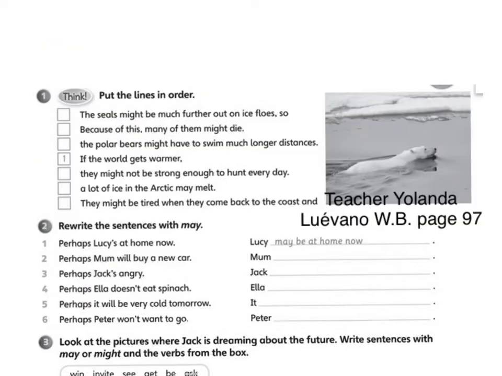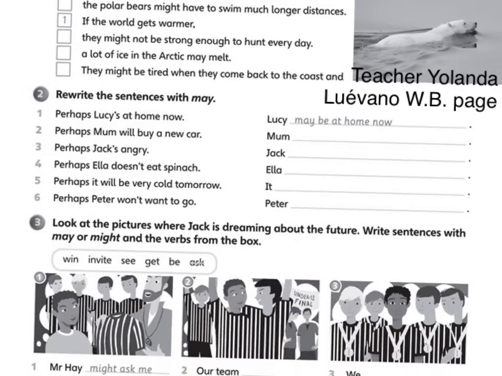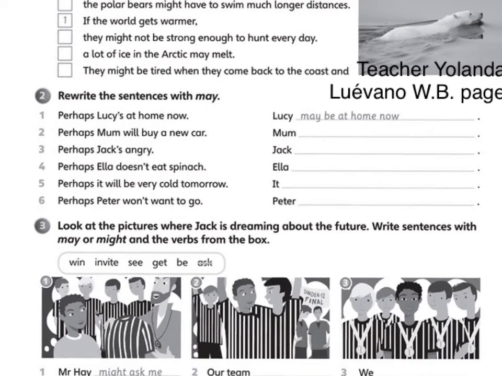Moving on to the second exercise, it says, rewrite the sentences with may. Let's pay attention to the example. Perhaps. What is perhaps? Perhaps is a synonym of maybe. So here we have, perhaps Lucy is at home now, or maybe Lucy's at home now. We're going to change it with may or might. Remember, they are synonyms, so you can use either of them.